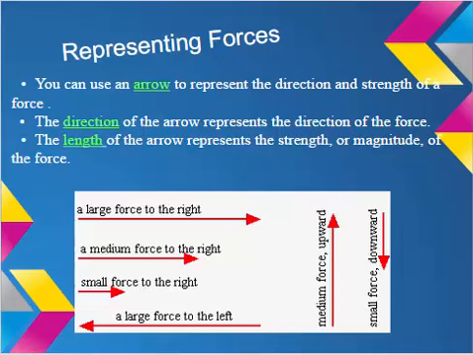Scientists use arrows with specific directions and length to illustrate forces. Simply, the direction of the arrow shows the direction of the force, and the length of the arrow represents the strength or magnitude of the force. Here the picture illustrates a large force to the right in comparison to a medium and small force to the right. The picture also shows a medium force upward and a small force downward.